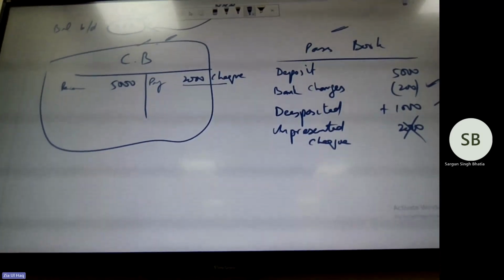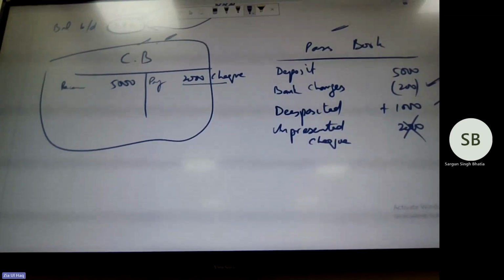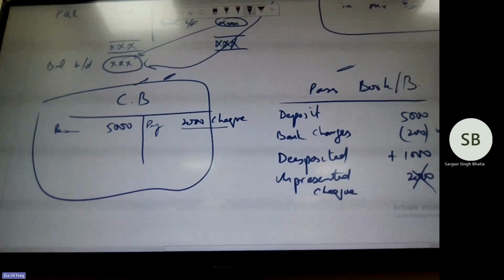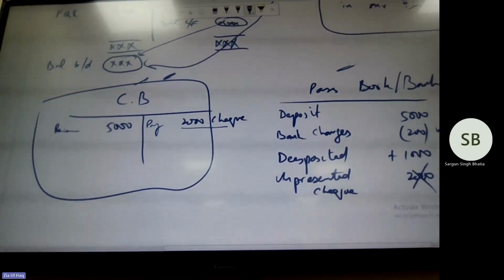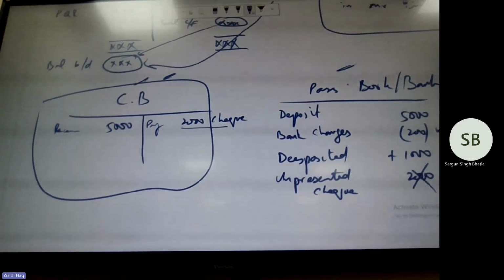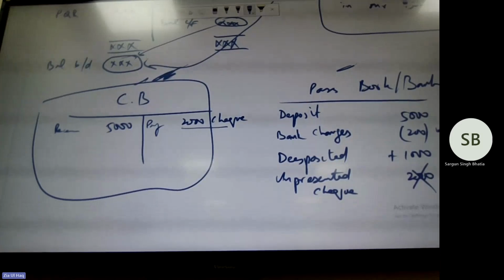So what we need to do as accountants is match this passbook or bank statement with our cash book on a monthly basis, so that we can rectify the balance. The balance that we are expecting in our bank account, we should be aware of it. What is the actual balance?